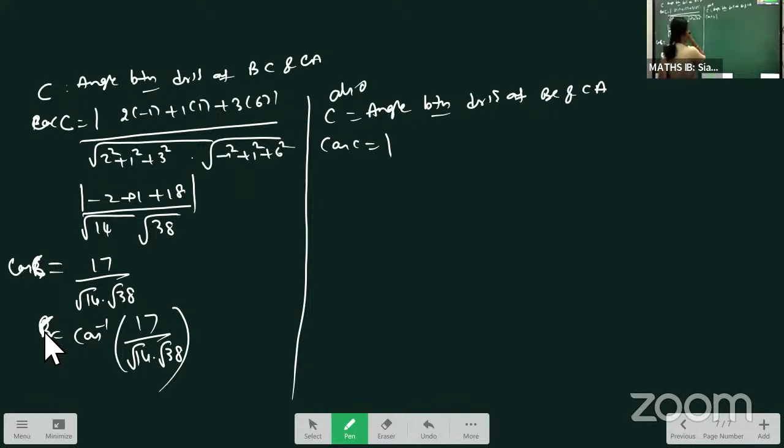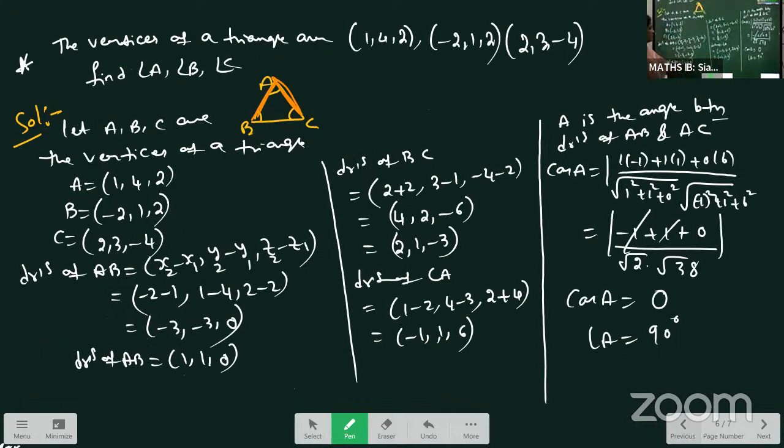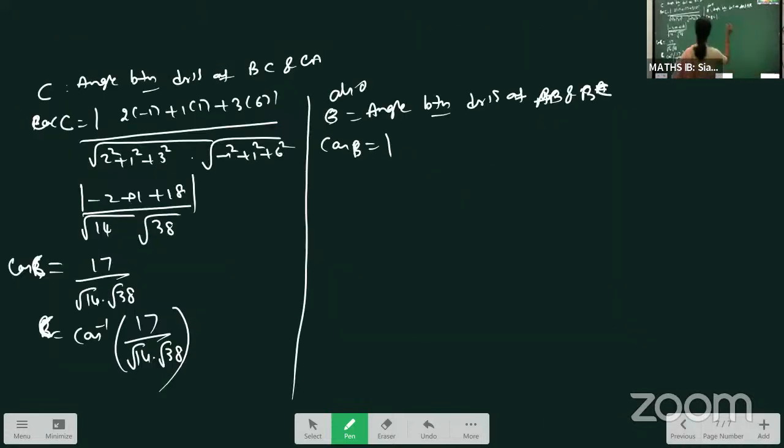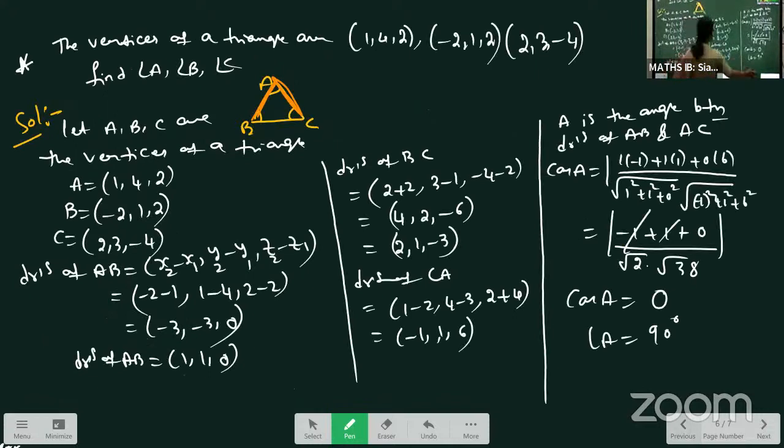Now take angle B. Angle B is equal to what? The angle between AB and BC. Come on. Cos B is equal to, what are the values of AB? 1, 1, 0 and 2, 1, minus 3. So directly substitute 1 into 2 plus 2 into 1 plus 0 into minus 3.